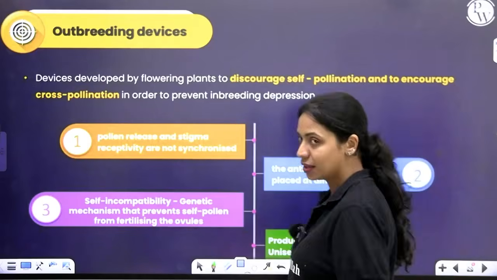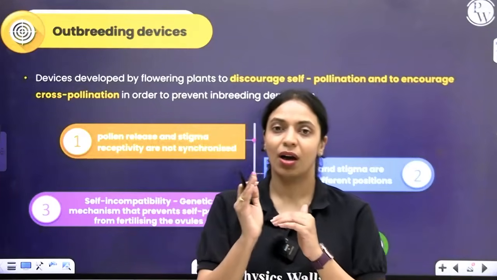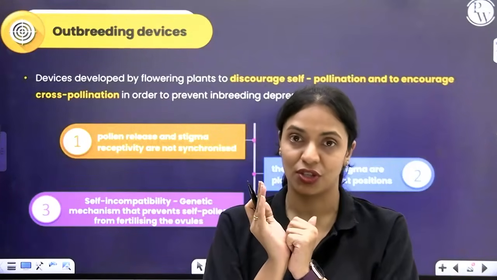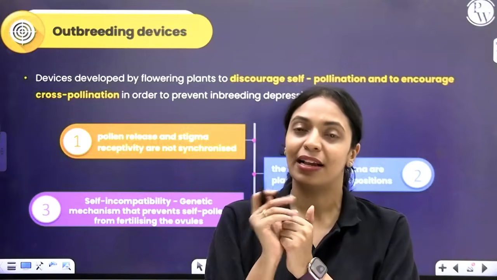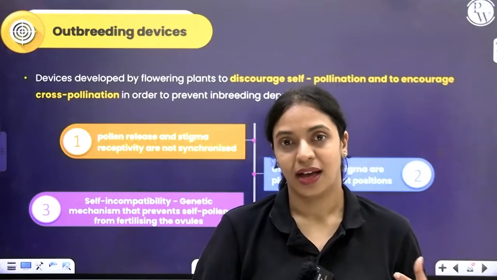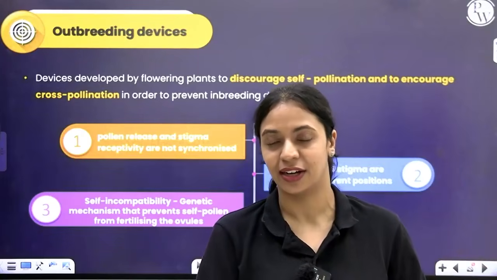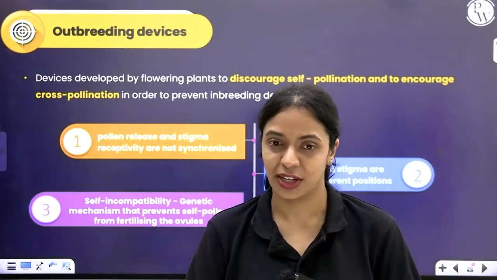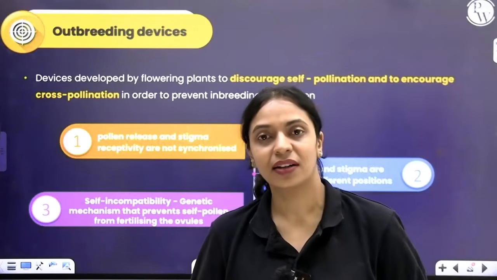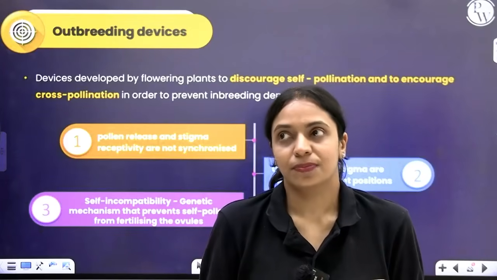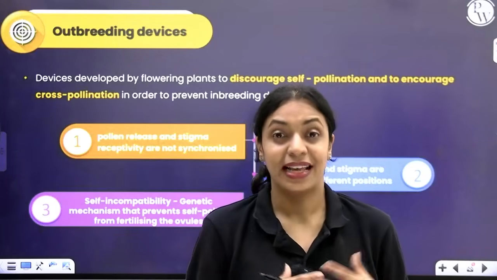The second point is that the anther and the stigma are placed at such positions in the plant that self-pollination cannot happen. The chances of self-pollination are highly reduced, and mostly cross-pollination will take place. The third thing is something called self-incompatibility.